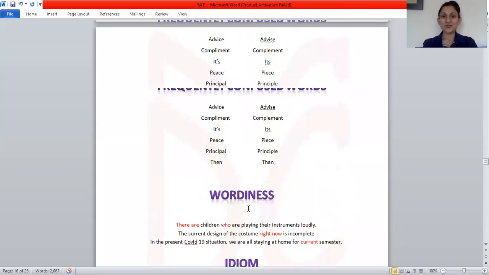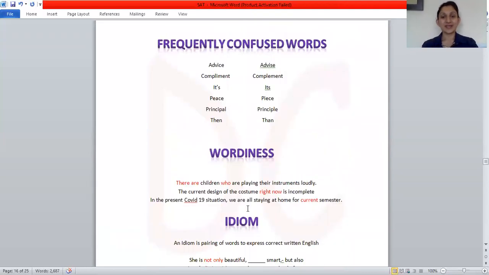Okay. So this was a quick idea about the things that SAT remembers, but you all probably forget, and teachers probably forget teaching. This is something important that can help you do the questions a lot faster.